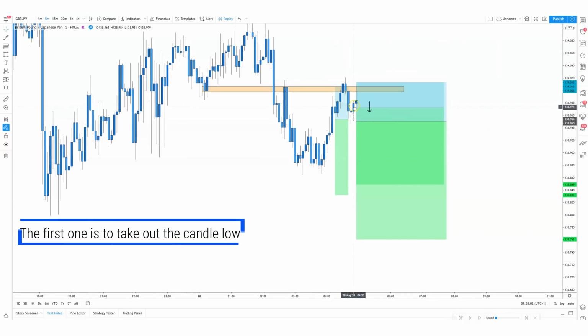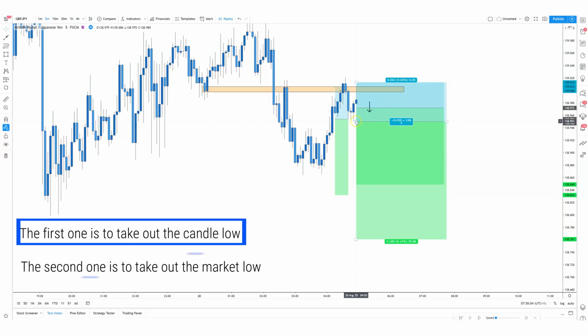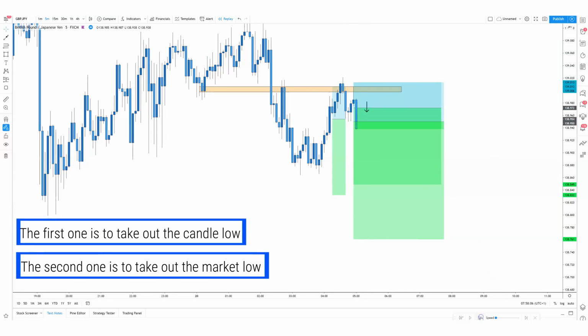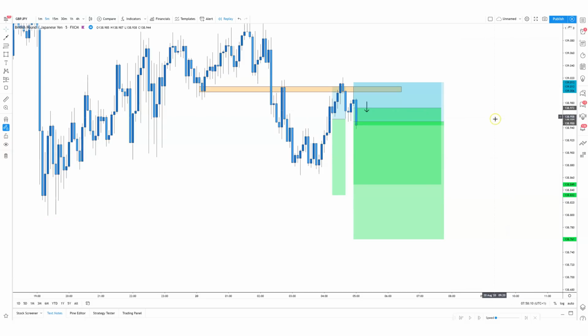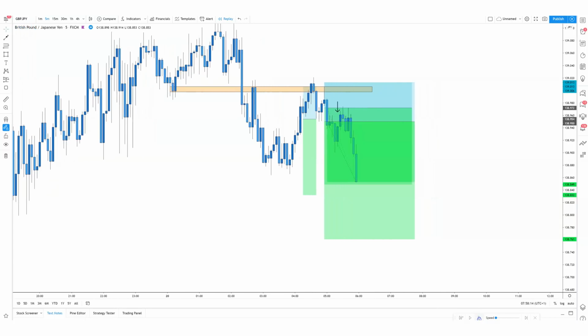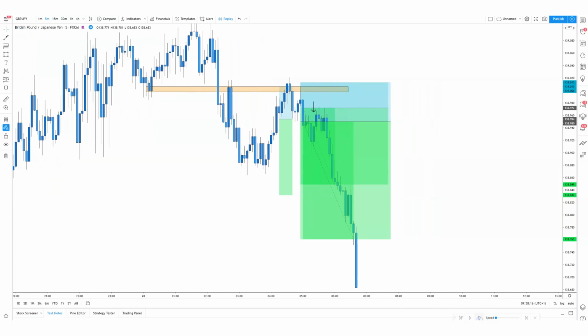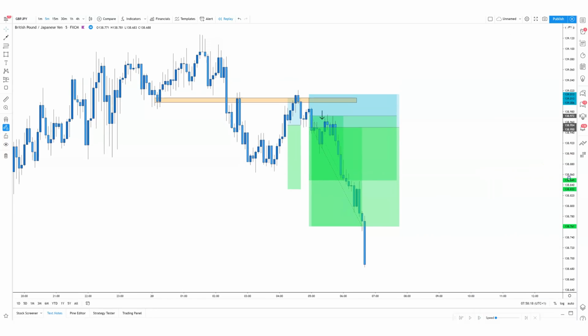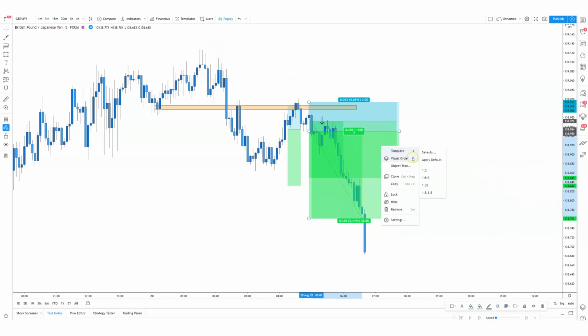The first one is to take out the candle low, the second one is to take out the market low. So you enter this trade. Now you've been triggered in what would be your more aggressive entry and then your more conservative entry. And then that's it. Now the market can come back against you. You can be stopped out for sure. And the market could trigger you in and go back to your stop loss.